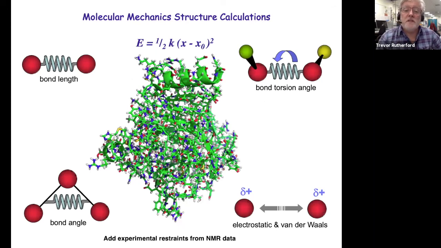Once we've got all of these restraints from the NMR, we put them into molecular mechanics, standard molecular mechanics force fields. Everything, all the bond lengths and bond angles, is treated in the same manner as a Hooke's law spring. We simultaneously optimize all of the coordinates in the molecular mechanics package, and into that we add experimental restraints from the NMR data.